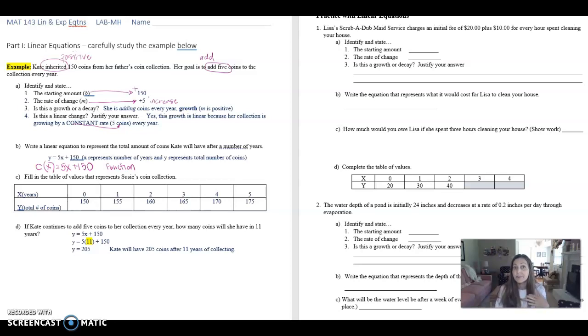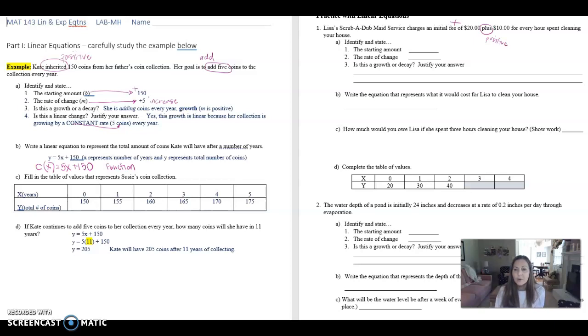So let's go to the examples that you're going to have to do. I just want to highlight some things about each problem. Scrub-a-Dub maid service charges an initial fee of $20. Okay, so they charge you a positive $20. Plus, keyword there, that means you're adding, it means it's positive. Okay, plus means positive. $10 for every hour spent cleaning your house.